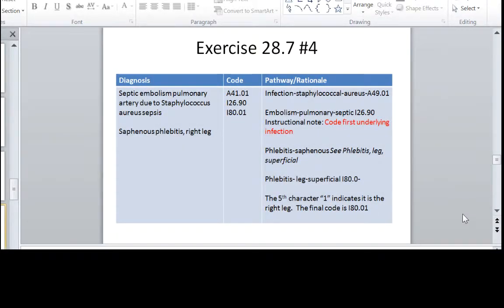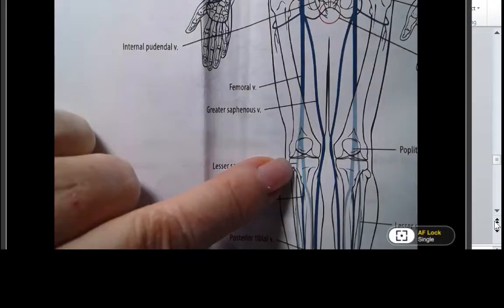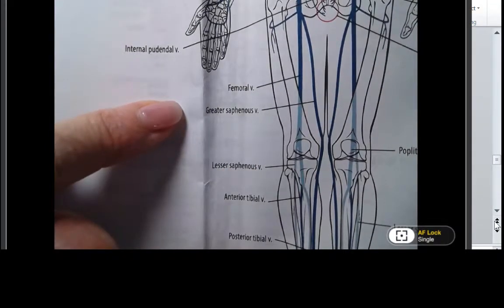Okay, let's look at this one. Exercise 28.7, number 4. Septic embolism pulmonary artery due to Staphylococcus aureus sepsis. That's the first diagnosis. And the second diagnosis, saphenous phlebitis, right leg. The saphenous vein is one of the veins we could see in our book. And the saphenous vein is used when a patient has a coronary artery bypass surgery, or a CABG, C-A-B-G.